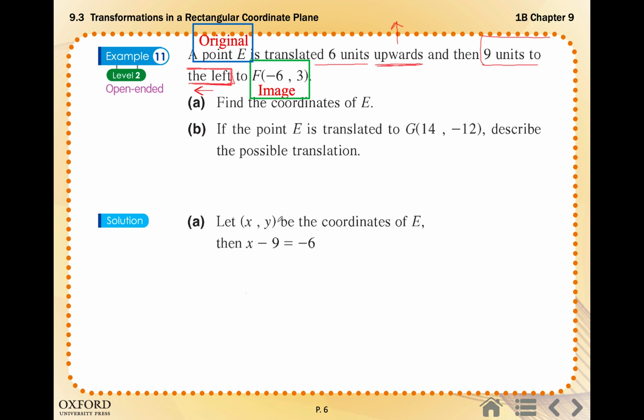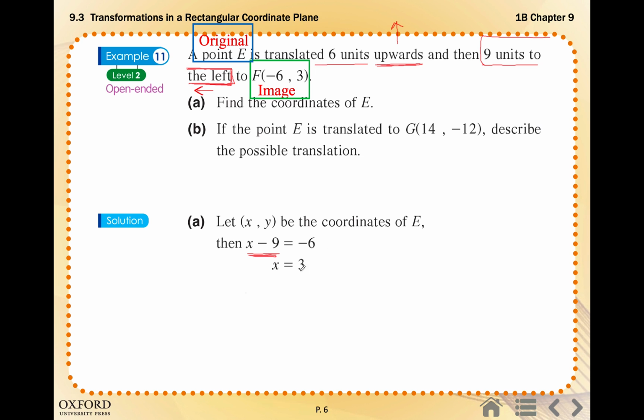Then for the original point E, the x coordinate we let be x, because it is translated 9 units to the left, so it should be minus 9. And then it should equal the x coordinate of the image, which is negative 6. So you can see that the point E translated 9 units to the left is equal to the x coordinate of F. So x minus 9 is equal to negative 6.